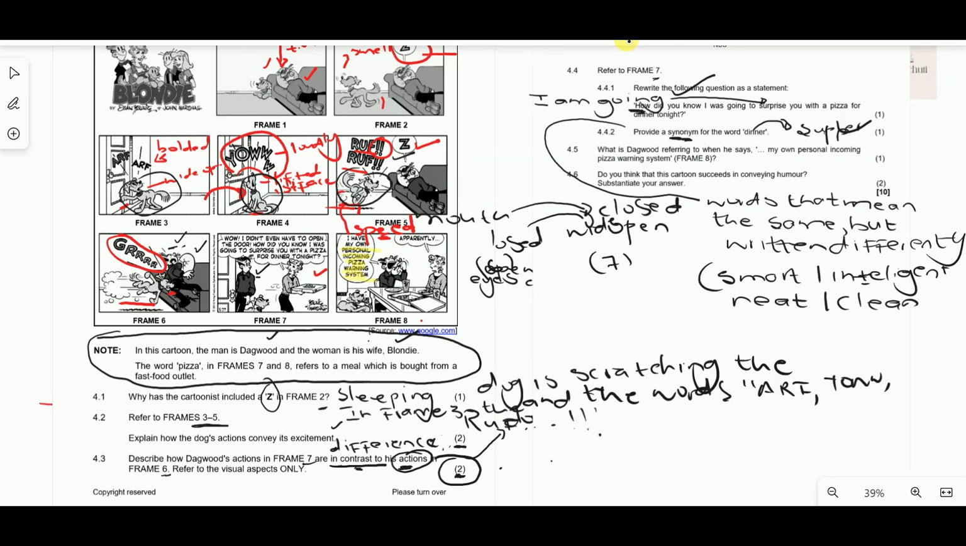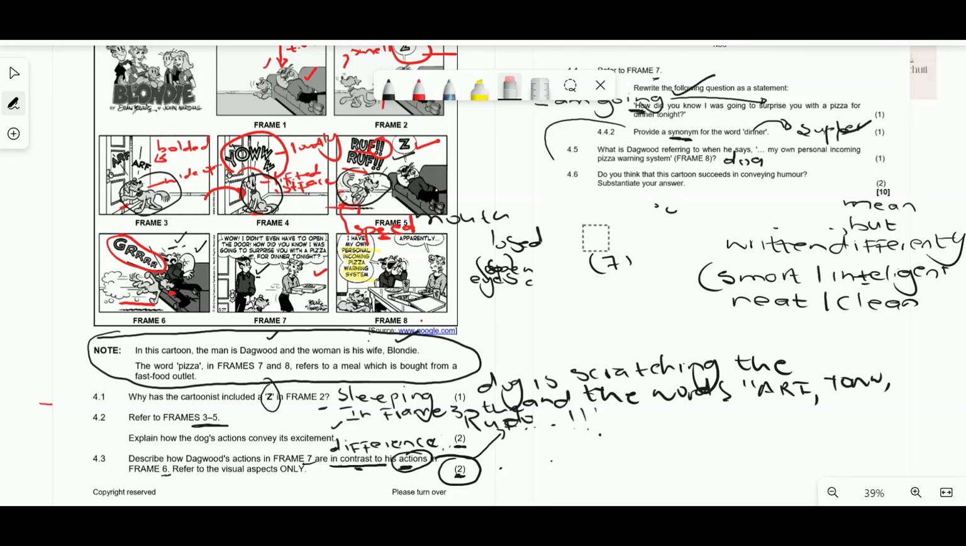Now, what is Darkwood referring to when he says my own personal incoming pizza warning system? This one is simple. We know that the dog is the one that sensed that something or someone is coming, hence it aggressively woke him up. Now let us just erase quickly before I end this lesson. I'm going to speak about higher order questions. You know that I always emphasize a lot on higher order questions. Higher order questions are very, very important. We need to look into question 4.6.